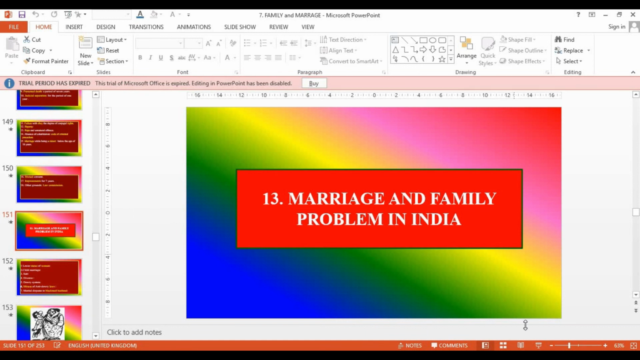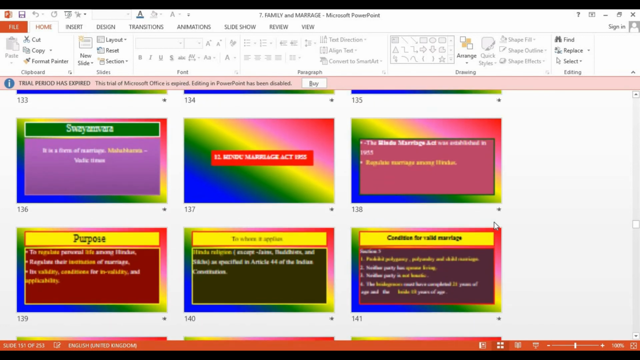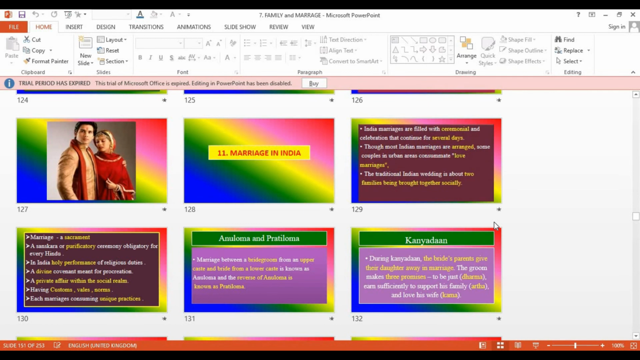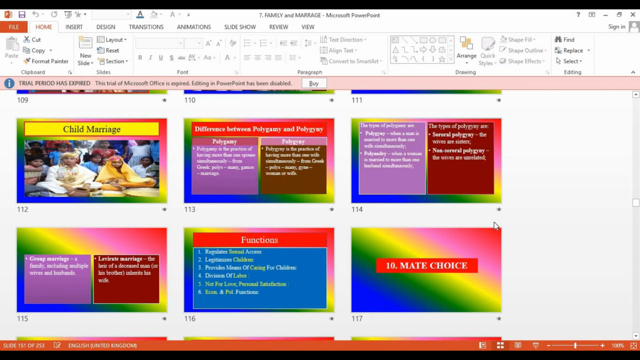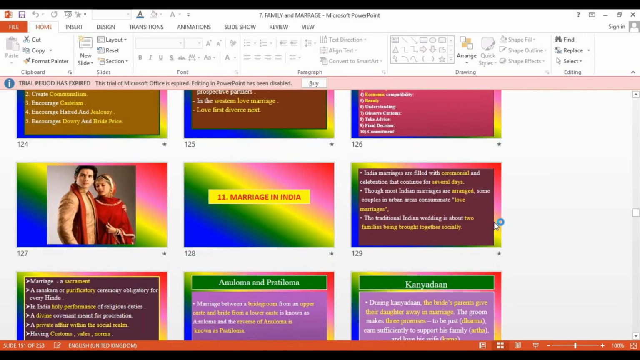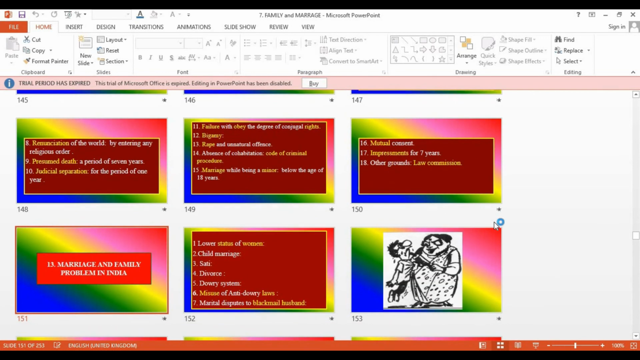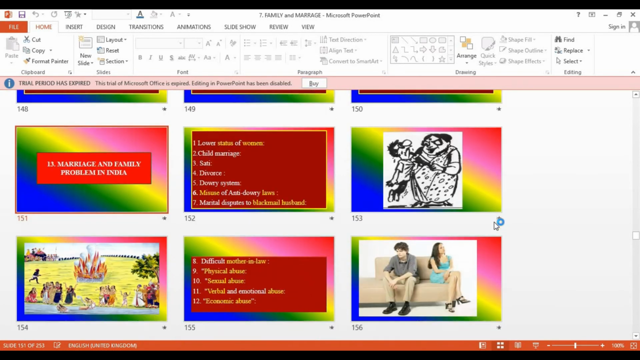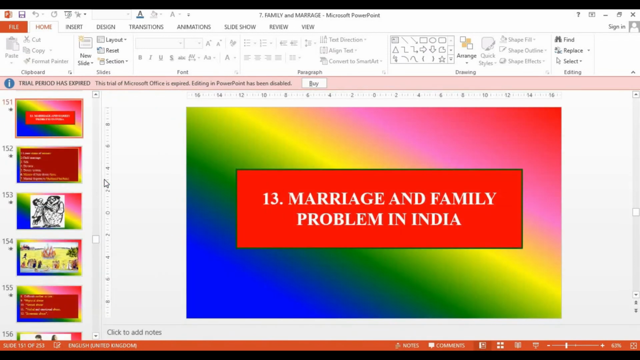What we learned in the previous class, just to remember it: Hindu Marriage Act, marriage in India, mate choice. So today, family problems, marriage problems.